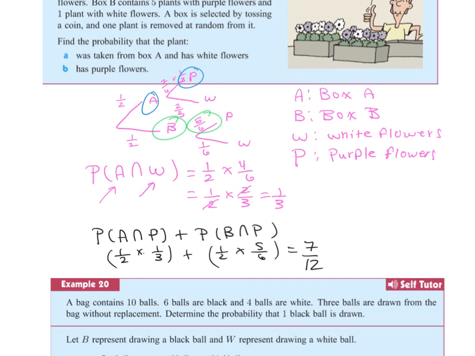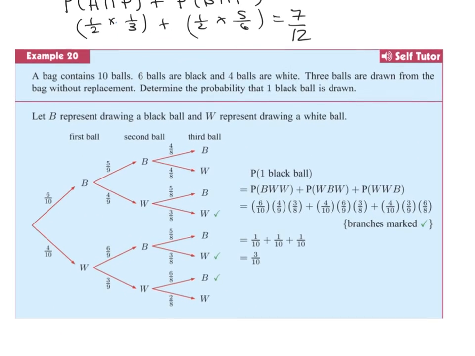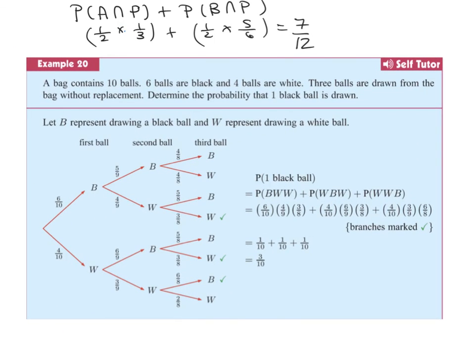All right, let's take a look at the last one here. Ooh, what a doozy. So we're just gonna take a look at the solution. It says a bag contains 10 balls, 6 are black, 4 are white. 3 balls are drawn from the bag without replacement. Dependent events. Determine the probability that 1 black ball is drawn. So 3 balls are drawn from the bag without replacement.